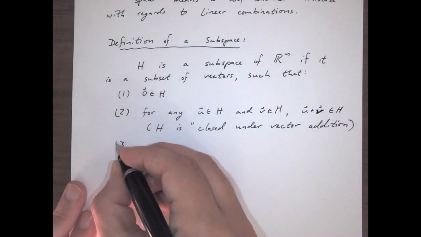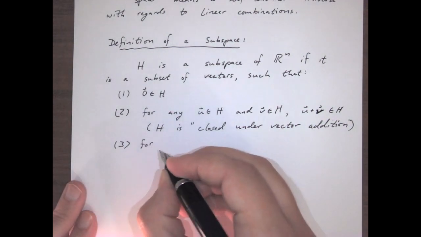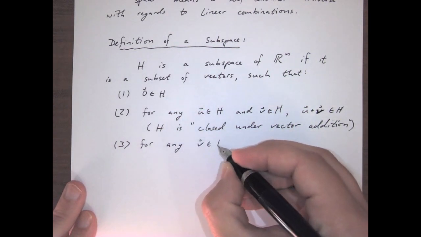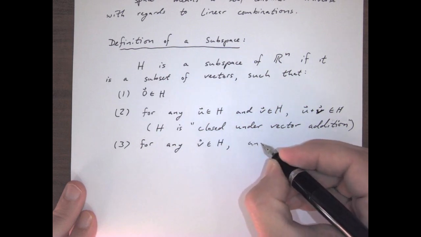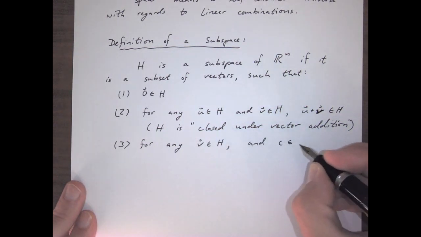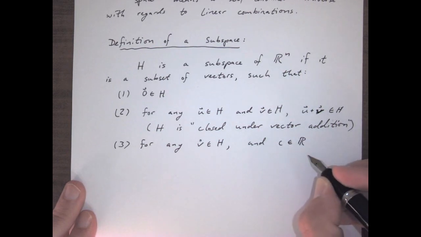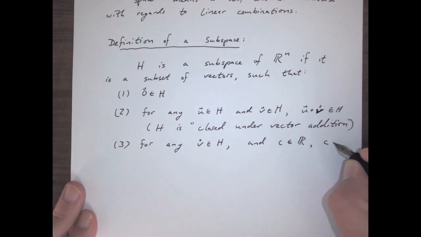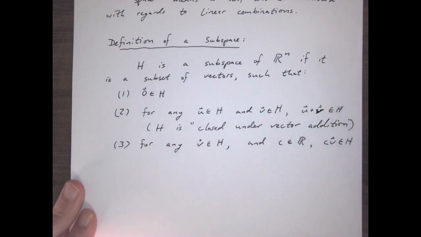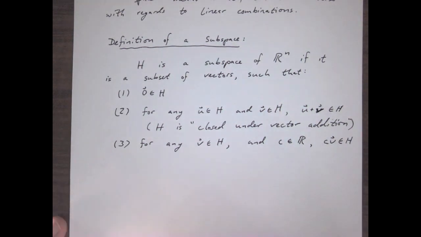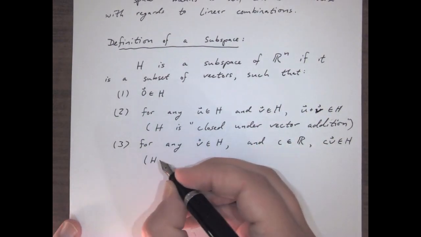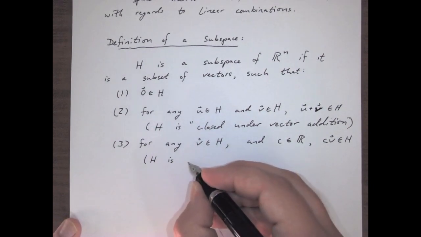And then thirdly, for any v in H and any c in the real numbers, so a scalar c, vector v, you might be able to guess where I'm going with this, scalar multiplication will still leave you inside the space. So cv is in H as well. So this is referred to by saying that H is closed under scalar multiplication.